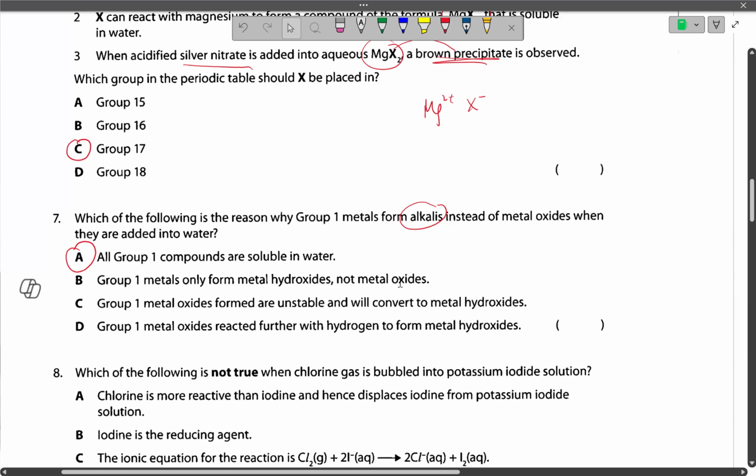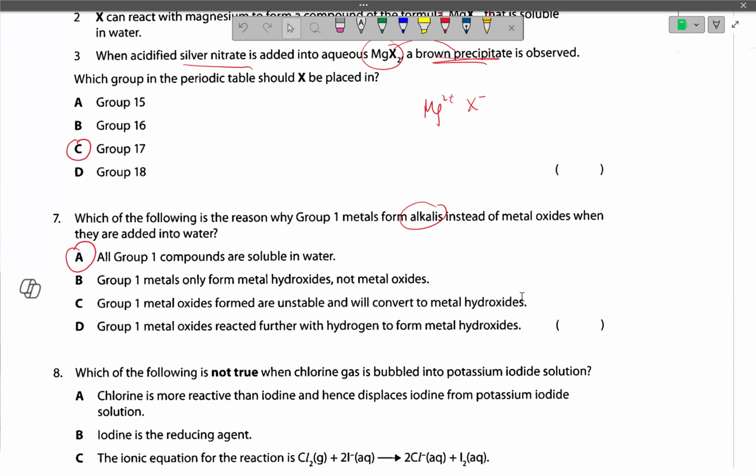No. Group 1 can form oxide and hydroxide both. In the air, you will form metal oxide. Even if you form oxide, you will form hydroxide straight away in water. I don't think they form oxide in the water itself. Down here it says only form, it doesn't say where. So group 1 can form both hydroxide and oxide. Why do they form the alkali? Because they dissolve. Alkali is soluble.